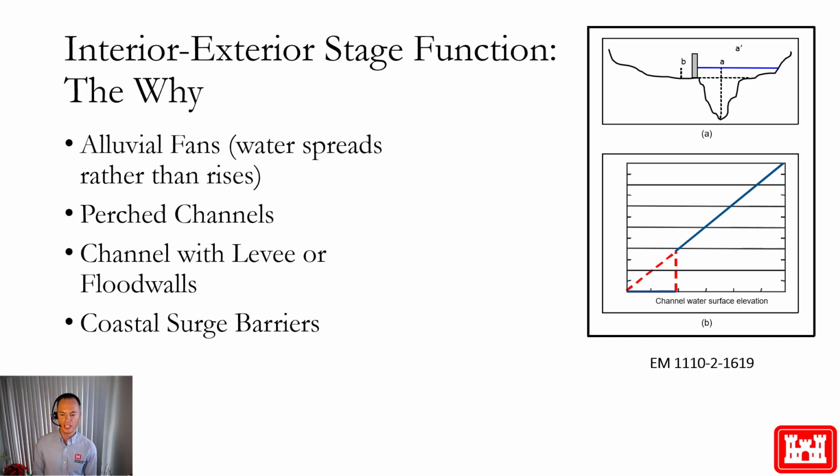Observe Figure A on the right from Engineering Manual 1110-2-1619, depicting a levee on the left side of the bank holding back flood waters. The depth of flooding at point B is 0 and will remain 0 even as floodwaters increase up to the height of the levee as illustrated by the dashed red line in Figure B.